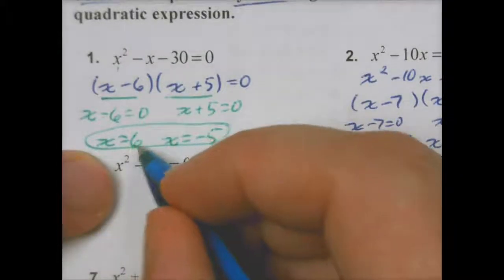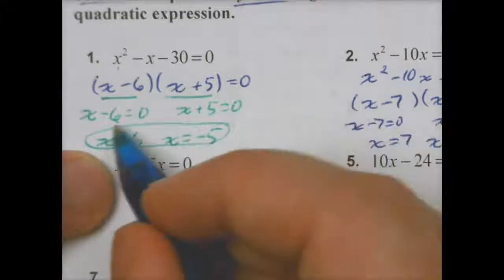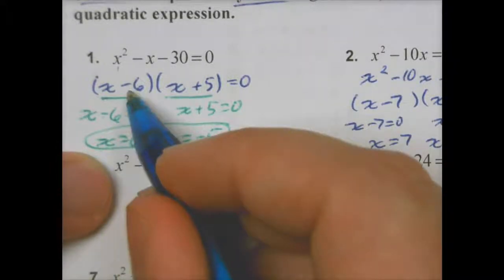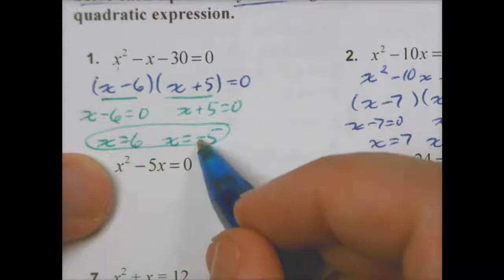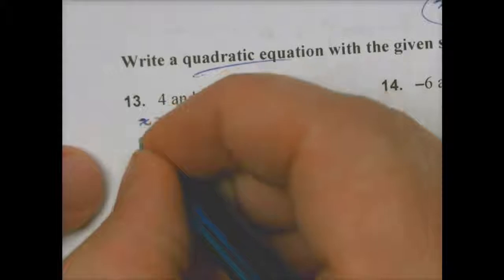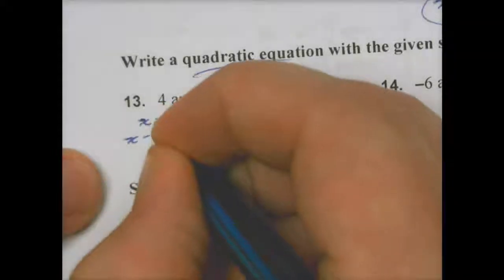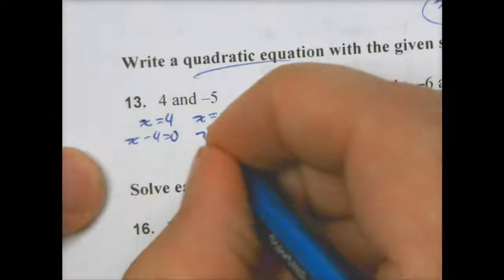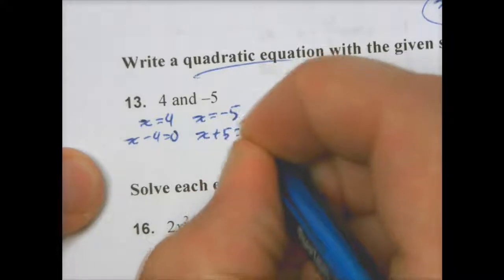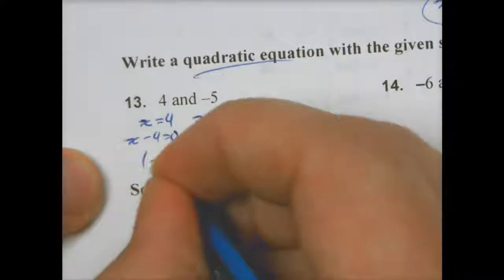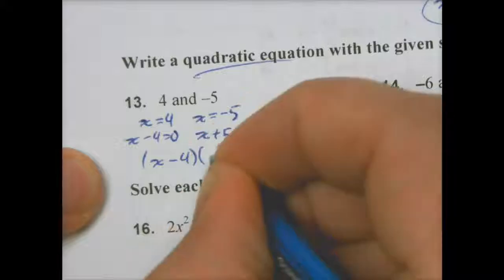If I look backwards, in this one the solutions were 6 and negative 5. Well, that came from x minus 6, which was the factor, and then negative 5 came from the factor x plus 5. So if I know I had 4, then that must have been when I set x minus 4 equal to 0 and when I set x plus 5 equal to 0. So that must have come from the factor x minus 4 times x plus 5.